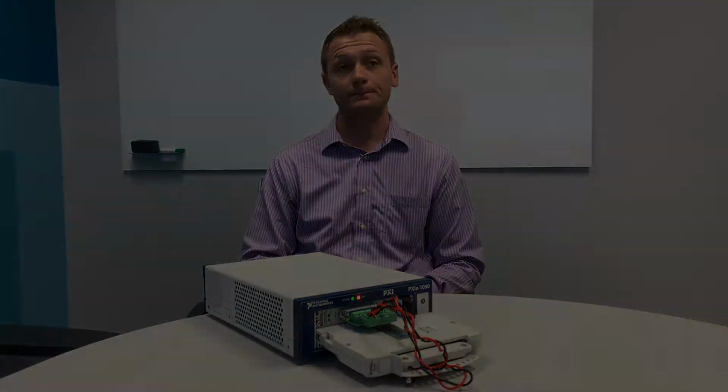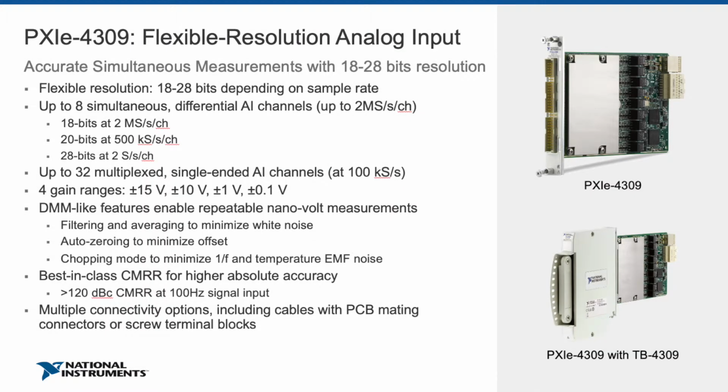This solution is built around the PXIe 4309, which is a flexible resolution analog input module. It's an instrument that was designed for this exact use case, low-level shunt resistor-based power measurements. It uses advanced DMM-like features for signal averaging, filtering, and auto-zeroing to deliver up to 28 bits of resolution for repeatable nanovolt level measurements. Or if speed is your primary concern, it can also sample at up to 2 megasamples per second per channel.